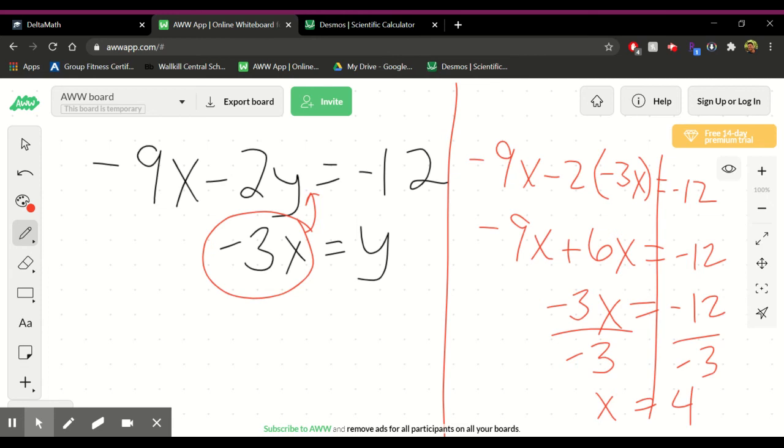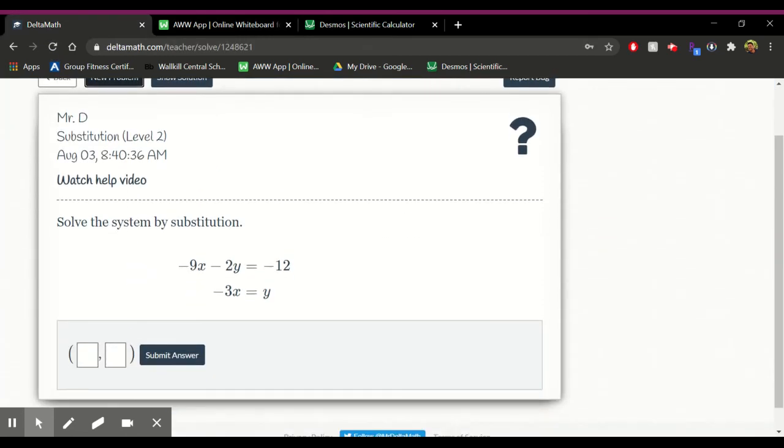All right, so remember we combine like terms here. Divide both sides by negative 3, you get positive 4. Plug this in for x. Y is negative 3 times 4, which is negative 12. So we have our x is 4, and y is negative 12.